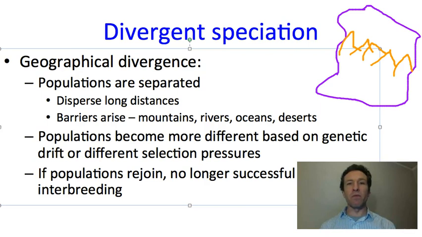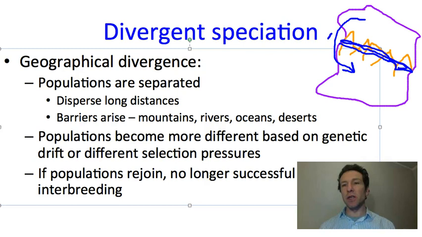Other possibilities: we could have a river form through the middle instead of a mountain chain, or a new sea could open up, or we could have conditions change such that we get something like a desert forming in the middle, a desert that's not inhabitable by the plant population. Whichever of those barriers arise, the important thing now is there is not a way for genes to get exchanged from over here to over here. And again, if we cannot get gene exchange, then what are now two new populations will start to diverge in their own directions.